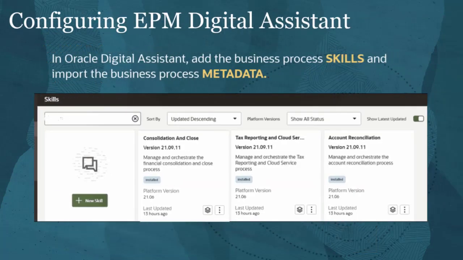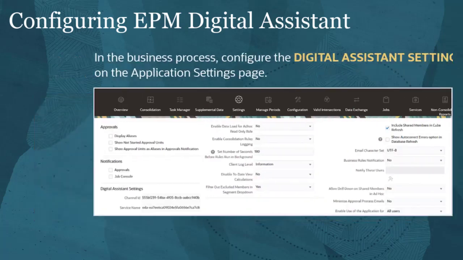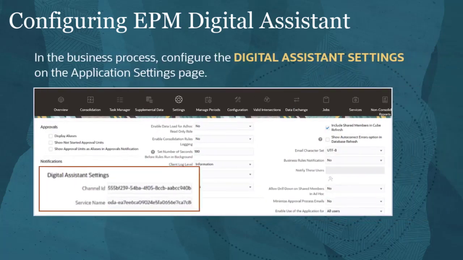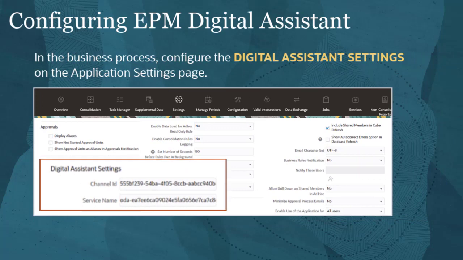To configure Oracle Digital Assistant for a business process, an administrator adds the business process skills and imports the business process metadata to ODA. An administrator must configure the application settings for each business process to connect to the ODA environment.